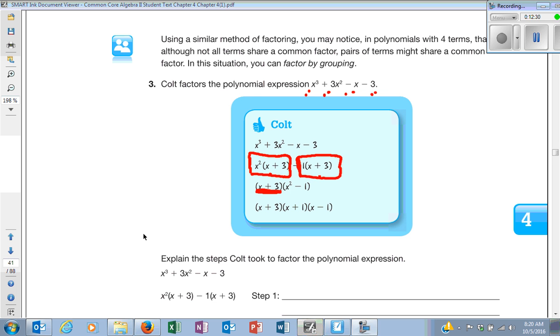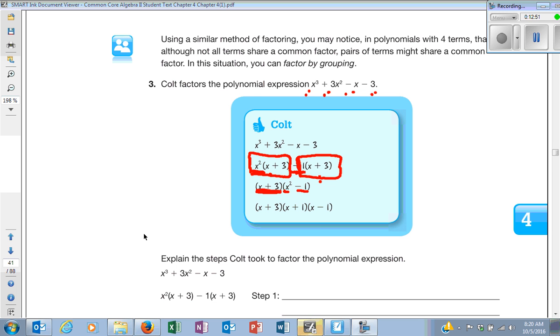It's a greatest common factor problem again. I say, hey, you have an x plus 3 and you have an x plus 3. Let's pull that out and share that one. And what if I multiply by what's left over? What's left over in this bubble? X squared. What's left over in this bubble? Minus 1. Do you see where the x squared and the minus 1 came from?